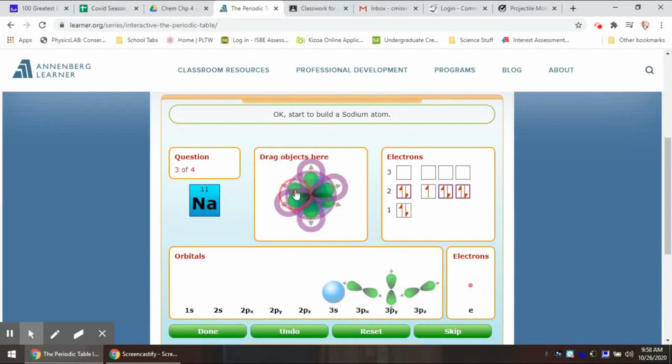Oh, let's see. How can I get it in there? I know. Where's the one I need? There we go. So I've used 2, 4, 6, 8, 10. But the second energy level only has S's and P's. Now I'm ready to go to that third energy level. So I'm going to start again with my S. And notice that it's bigger because we have a bigger energy level now. So I'm going to put 1 more electron. And that should get me to the 11 that I'm looking for. So 2, 4, 6, 8, 10, 11.